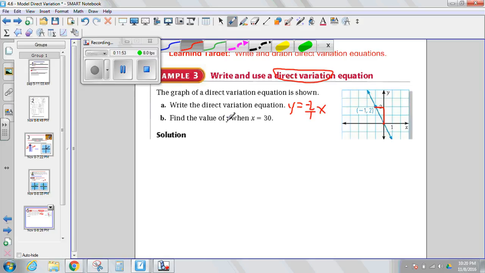So if we're going to find the value of y when x equals 30, all we do is we substitute in 30 in place of x. So -2 times 30, and we get y equals -60. So what that's telling us is if we were to graph a point when x is 30, way over here, way off our graph, it's going to be way down at a y value of -60.